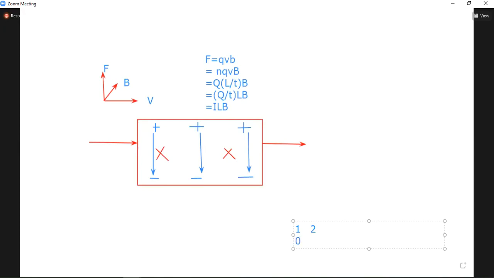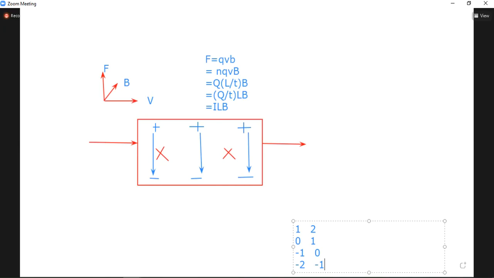Is 0 positive or 1 positive? 1. Okay. Is -1 positive or 0 positive? 0. 0 is positive. Okay. Is -2 positive or -1 positive? -1. Okay.